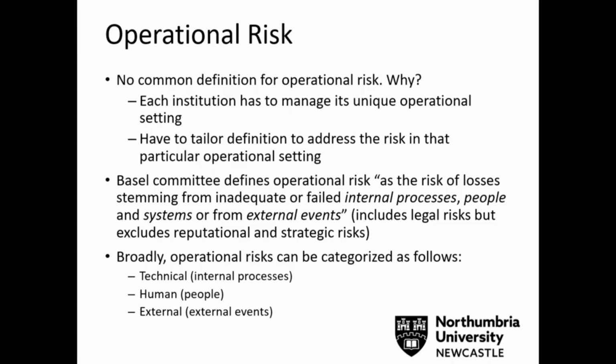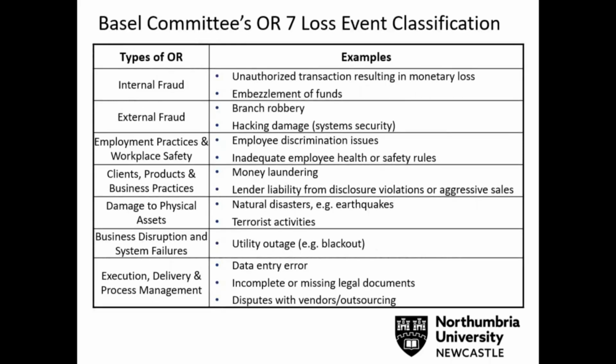The BIS have tried to link it to technical, human, and external causes. And then further to that, they've included 7 different loss types, which you can see from this table. So you have internal fraud, where this could be employees or management. External fraud, so this could be their customers, or cyber hacks linked to fraud.